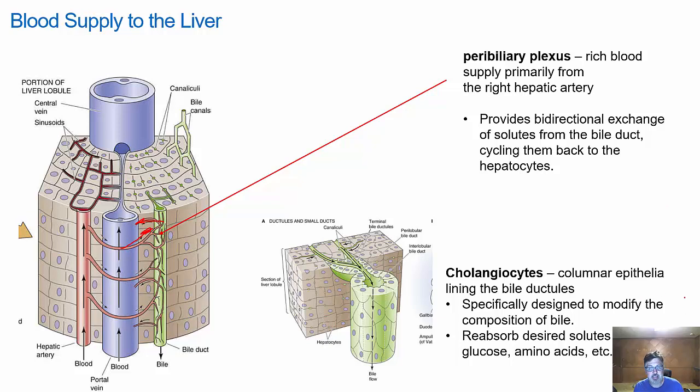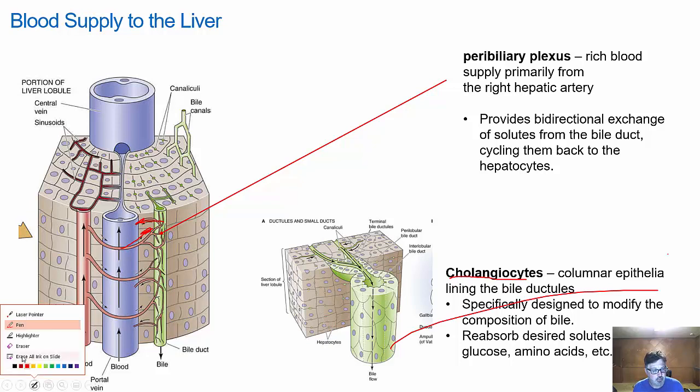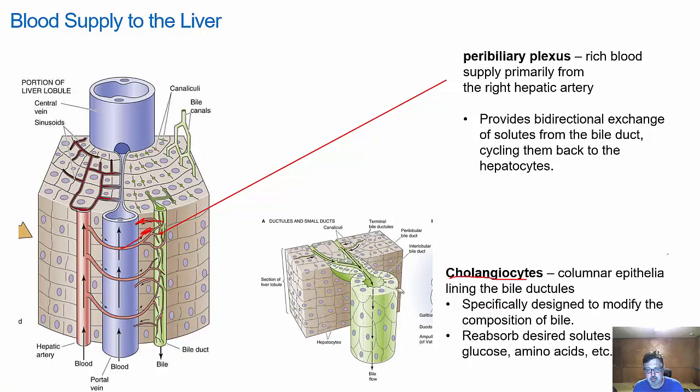Now, as we look at the bile ductules and we start to go further out away from the hepatocytes, you will notice these special groups of cells called cholangiocytes. Now, these cholangiocytes are lining the bile ductules. And in their position, they are especially designed to modify the composition of bile.